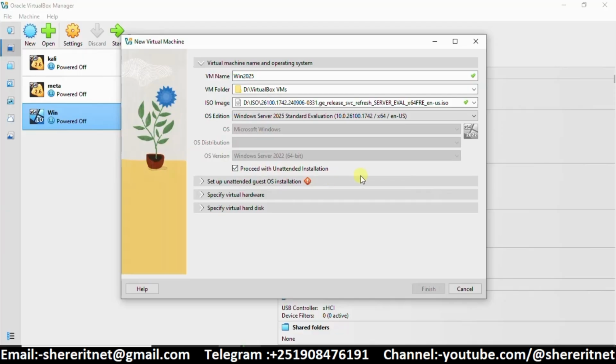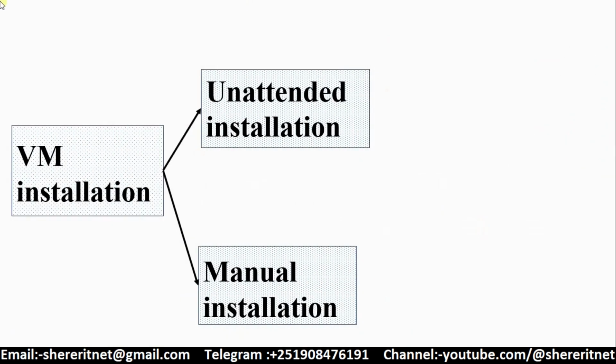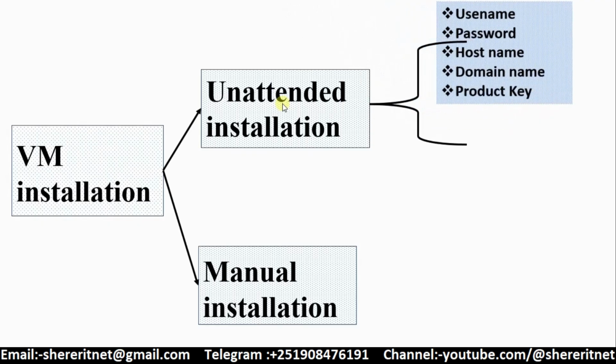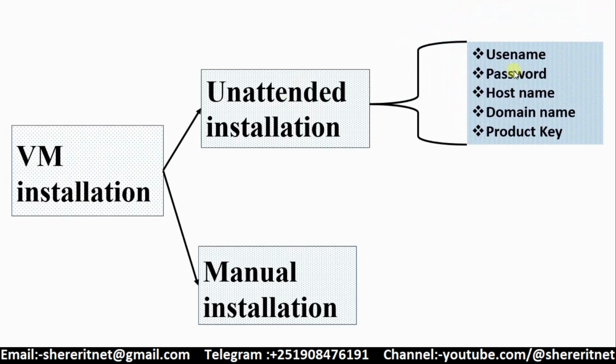What does it mean? Let me explain, guys. So when you do a VM installation, there are two options: unattended installation and manual installation. In unattended installation, you fill in the username, the password, the host name, the domain name, and the product key before installation begins. You give this information to Oracle VirtualBox and click OK.